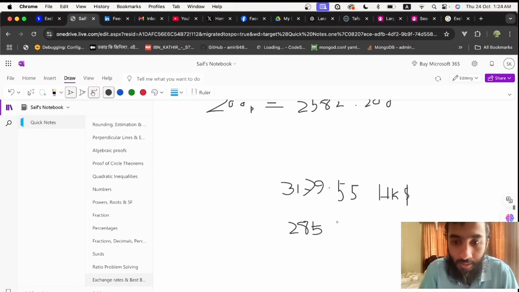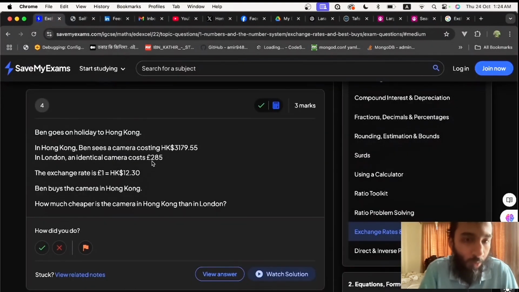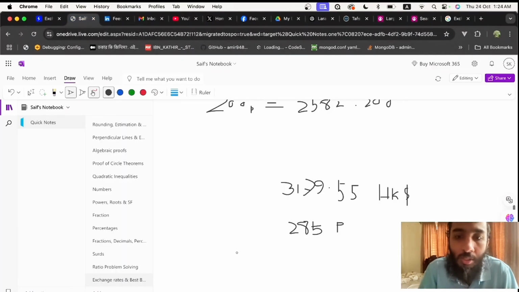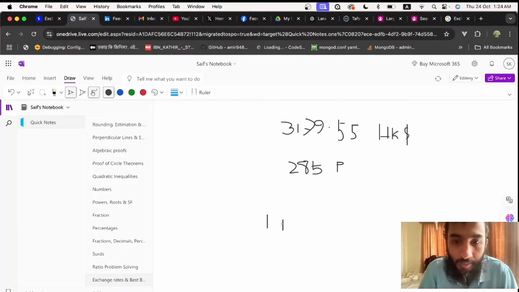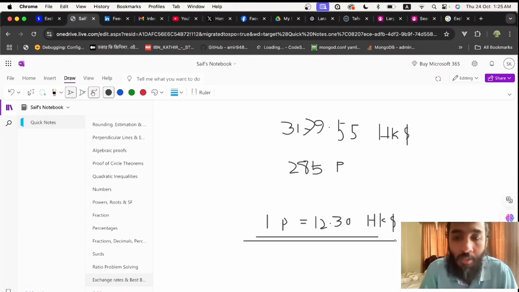Let's just say P, I can write the symbol. It costs 285 pounds. The exchange rate is 1 pound equals 12.30 Hong Kong dollars. So 1 pound equals 12.30 HK dollars. This is the conversion rate.